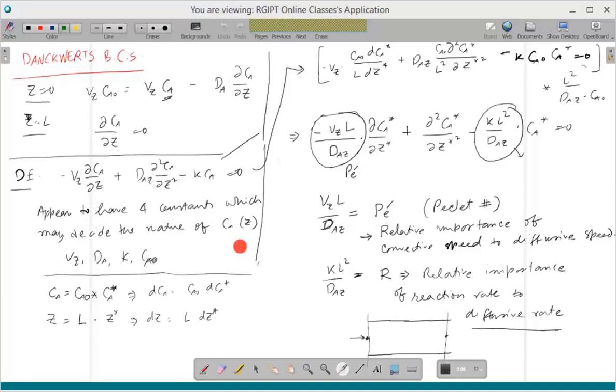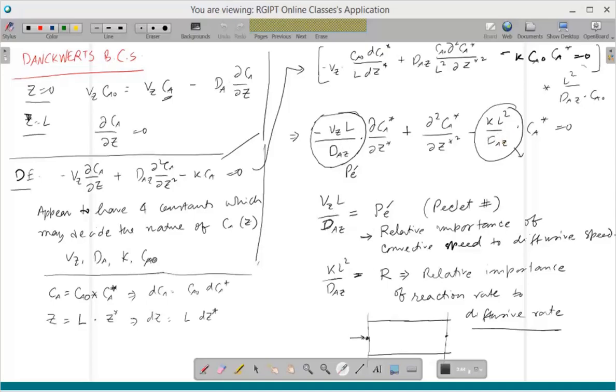When you work it out, we get an equation which is a non-dimensional equation and can be written in this form. We identified that it's enough to have two combinations of the original constants, that is V_z, L, D, and K. These two combinations are enough to represent the actual problem in non-dimensional form. We identified these two dimensionless constants, and they have a physical meaning.